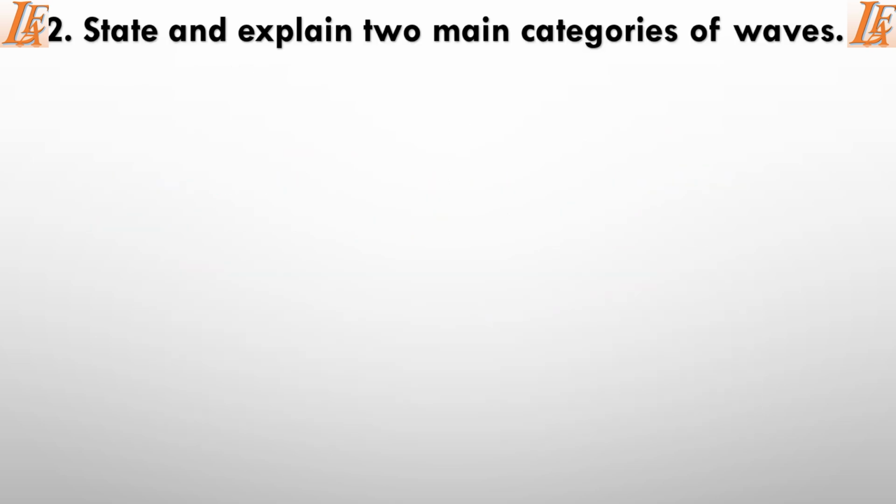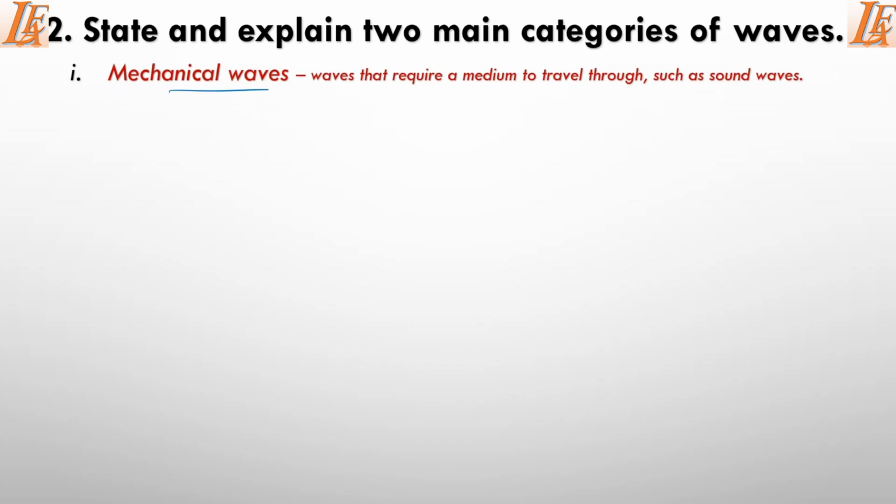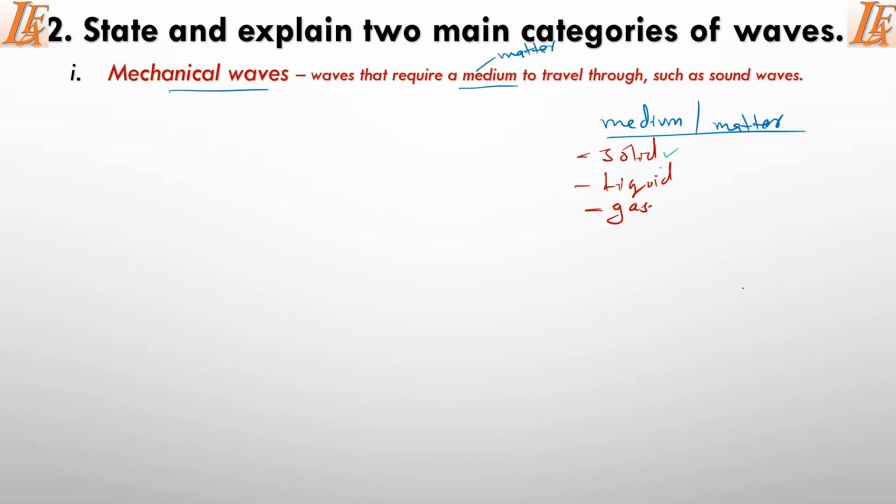The second question: state and explain two main categories of waves. The first category of waves is what we call mechanical waves, and we define mechanical waves as waves that require a medium to travel through. A medium in this case means matter, and matter is made up of three main states: solid, liquid, and gas. Then we will not be wrong in defining mechanical waves as waves which require either solid, liquid, or gas to move energy from one point to another.